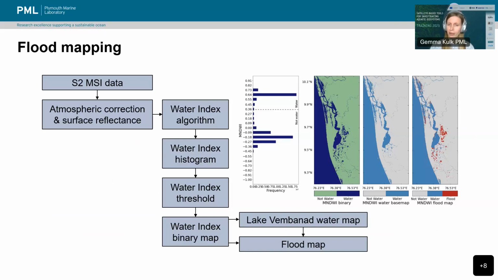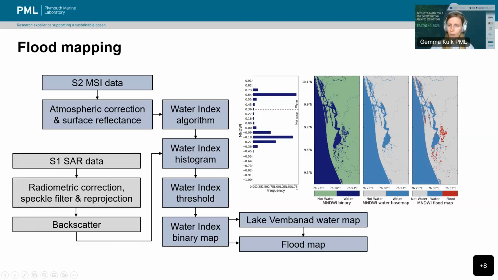The flood maps were generated by determining the difference between the base map and the binary water index map for a specific day. A similar process was followed for the Sentinel-1 synthetic aperture radar, SAR, data, which is regularly used for flood mapping applications. So again, the data was downloaded from Copernicus, and in this case, I processed the data using the ESA SNAP application to obtain the backscatter. The backscatter was then used as an index of water, and we followed a similar approach to the S2 flood mapping to generate a base map and flood maps.